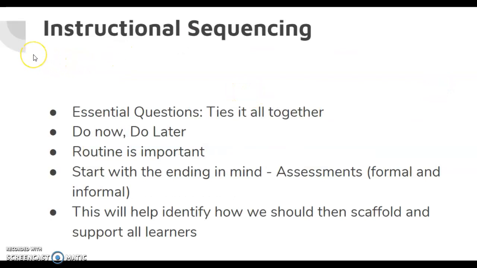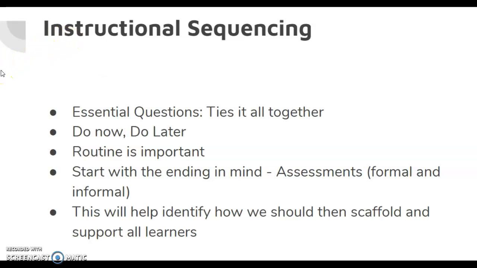Instructional sequencing is key. So a lot of the times I start my classes by reading the essential question, or have a student read it for me. That way they start the morning by thinking about or knowing that there's a purpose to the day. This is what we're going to be focusing on, this is what we're going to be talking about, and ultimately you want the day's lesson to tie together with the essential question.